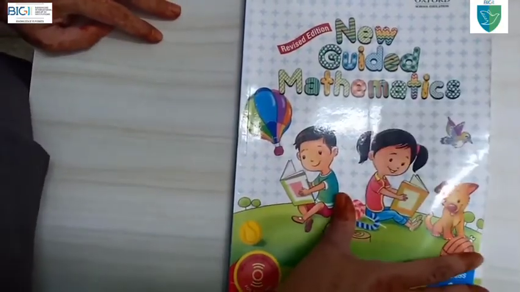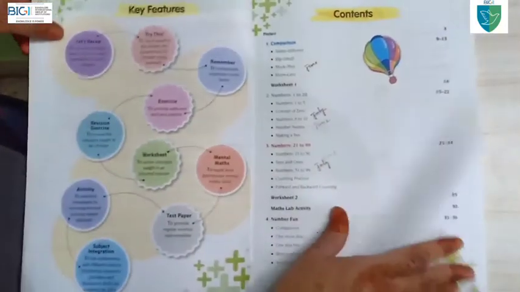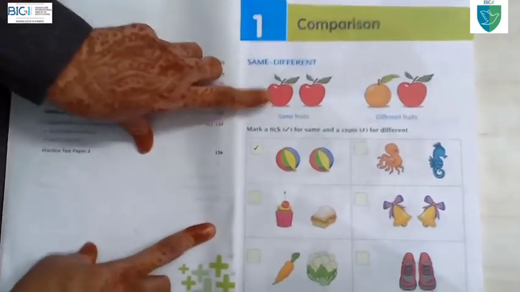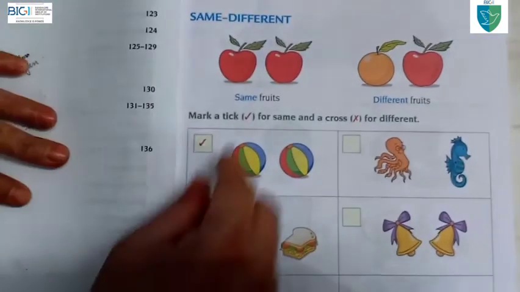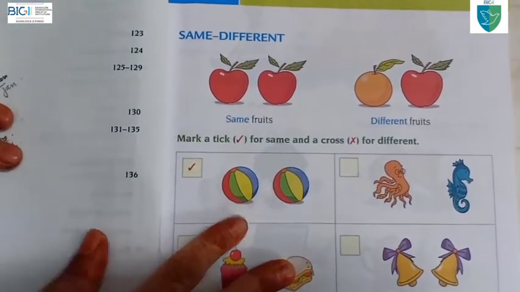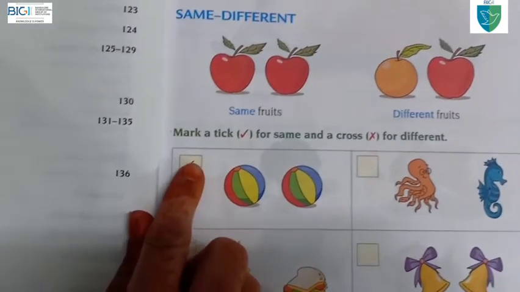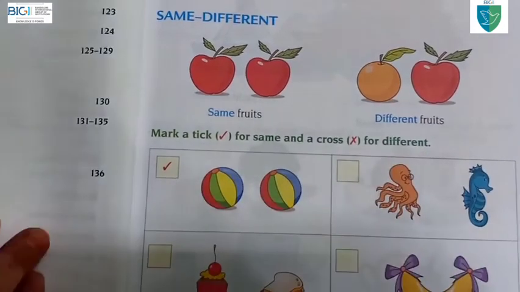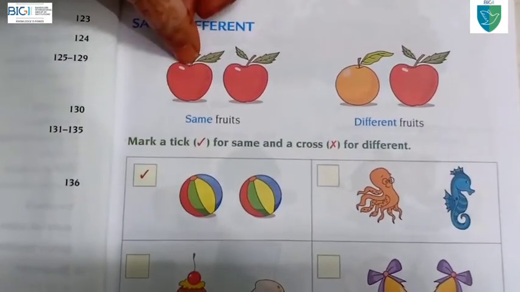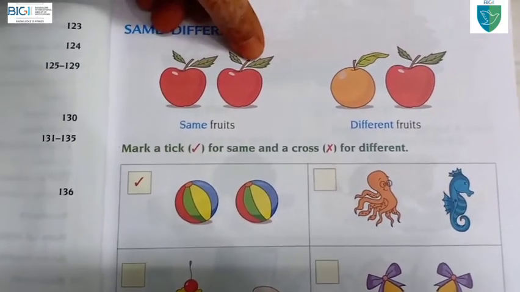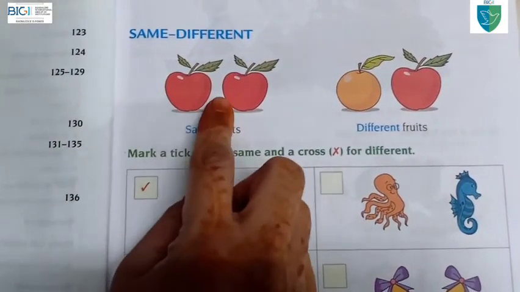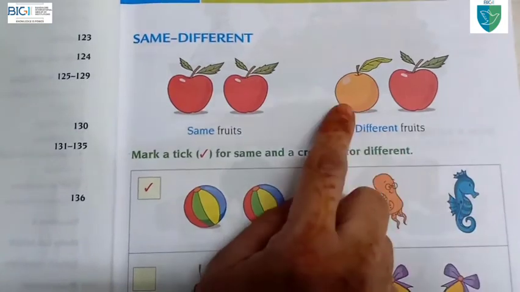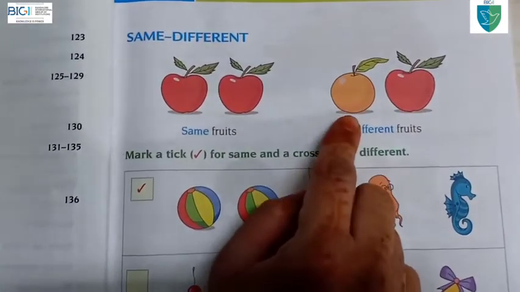First chapter is comparison. Turn to page number 3. Here, comparison is comparison of objects. Now look at the first part of the exercise. Let's read the instructions carefully. Mark a tick for same and cross for different. Now look at these pictures. The apples here are same, so we have to put a tick mark. Here there are two different pictures, so we have to put a cross mark because they are different.